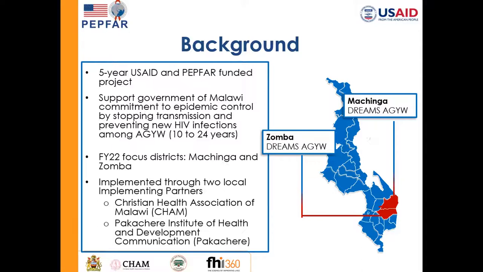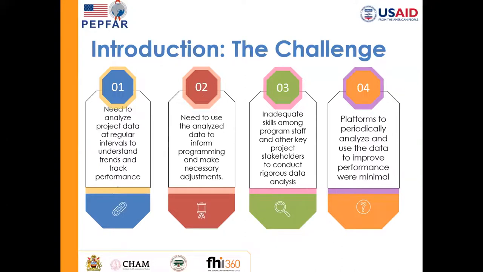And the goal of the Malawi Empower activity is to support the reduction of HIV infections amongst adolescent girls and young women, as I earlier indicated. The project provides SRH services, which are sexual and reproductive health services, to adolescent girls and young women in the two districts. Despite the project's collection of, and access to, high quality HIV and SRH data, platforms to periodically analyze this data to improve project performance were minimal.